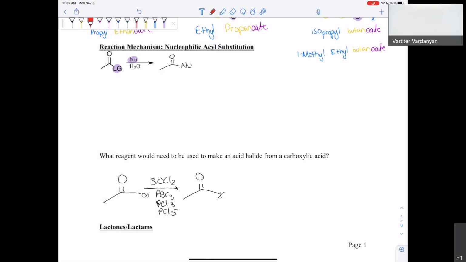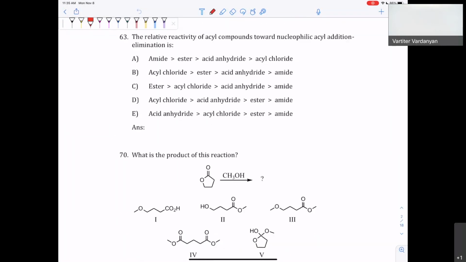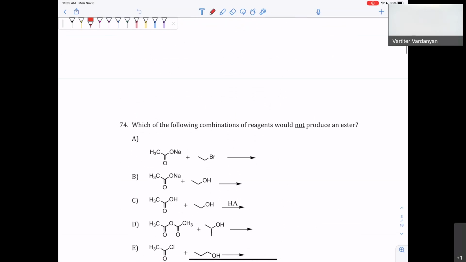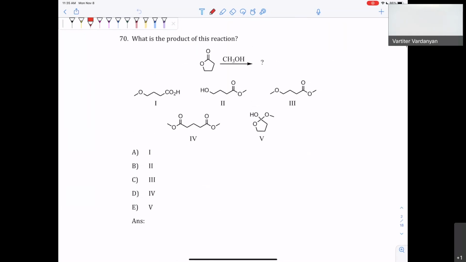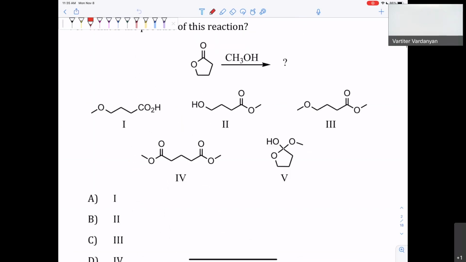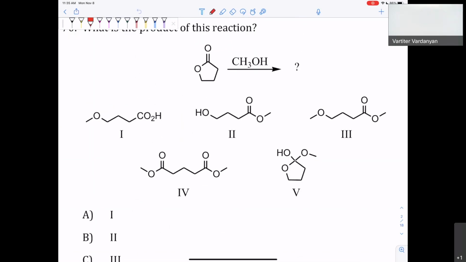All right, so we did this one. We did these ones. We didn't do this one. Okay, cool. Yes, okay. So, what is this starting material? Lactone. Cool. And specifically, what kind of lactone? Yes. So we have alpha, beta, gamma. And this is a gamma lactone.